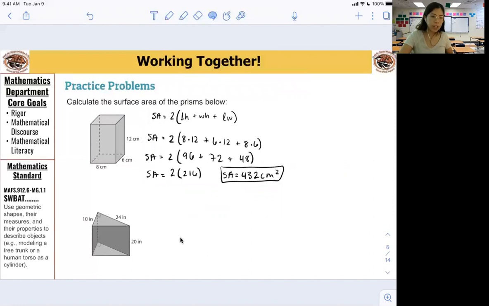Now, this one's a little bit more challenging. So let's start with the rectangles. I have 3 rectangles. Can anyone give me the numbers for the first rectangle? We can do 10 times 20. Good. So that's going to be this rectangle, right?